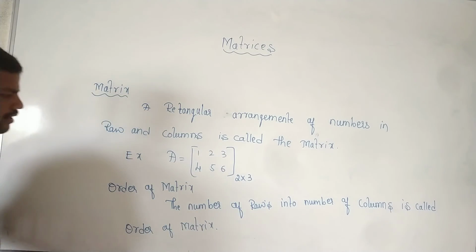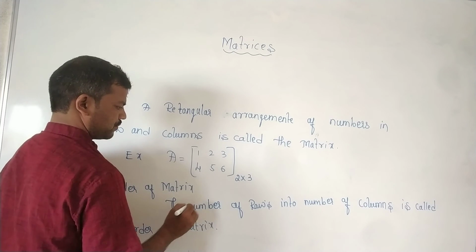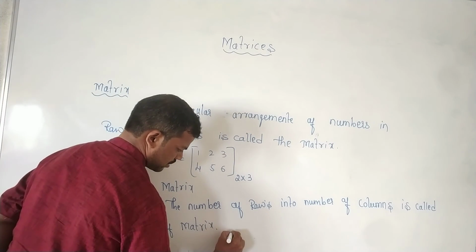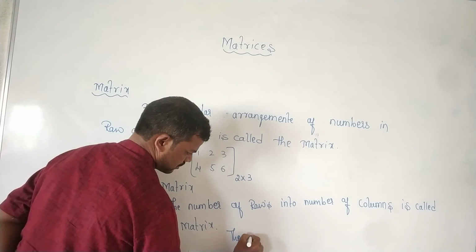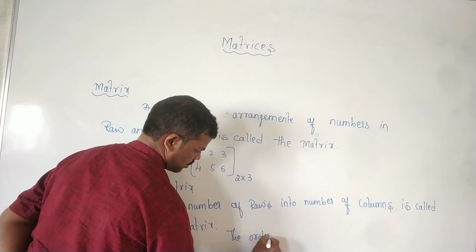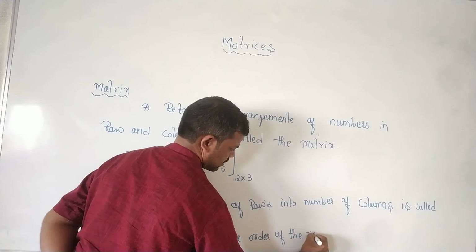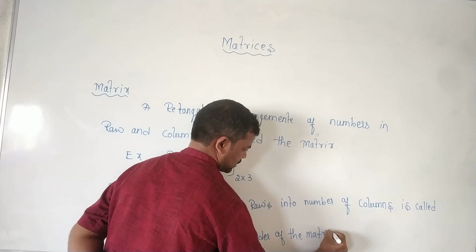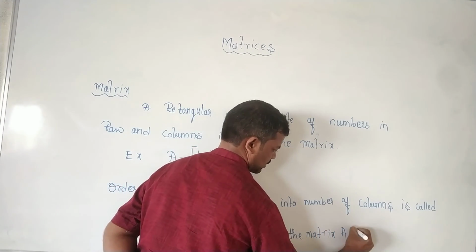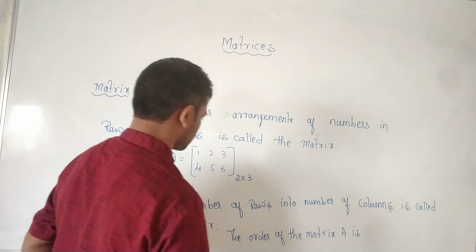Here we can take an example. The order of the matrix A is, what is the order? How many rows are there? Look.